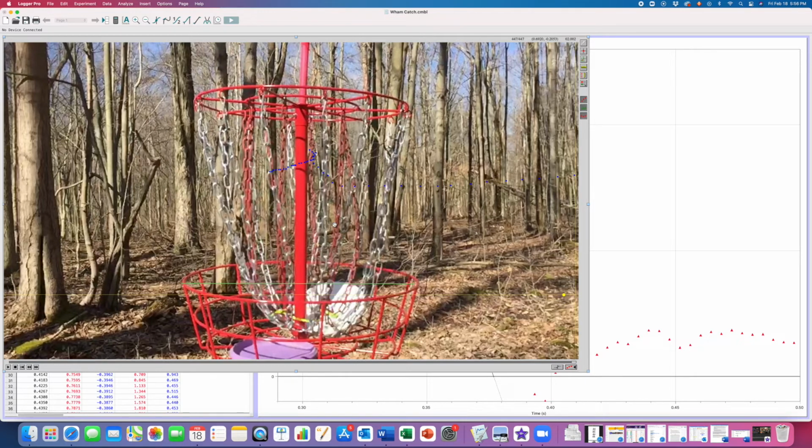And this is more on the end of the spectrum where it might actually go through. There might not be enough force to change the momentum enough to actually drop the disc in the basket. One more implication, not on the catching side of things, but on the throwing side of things.